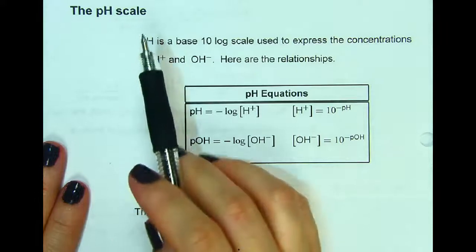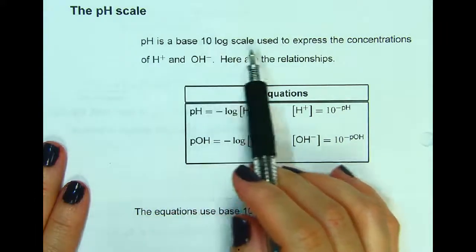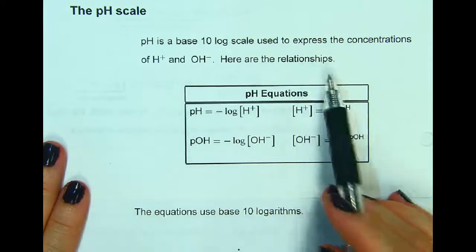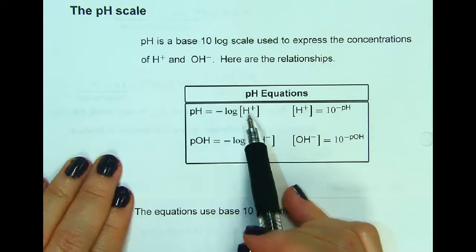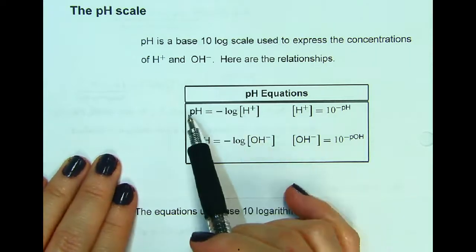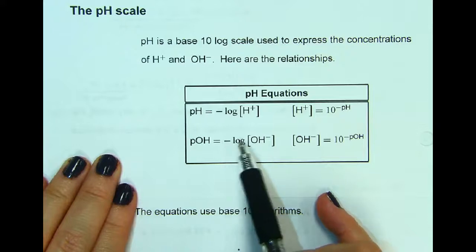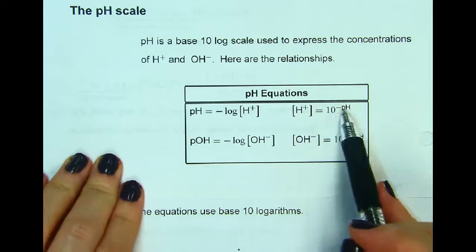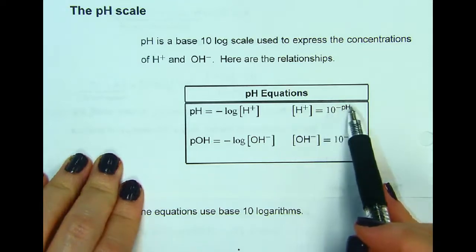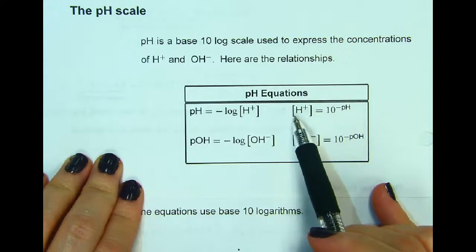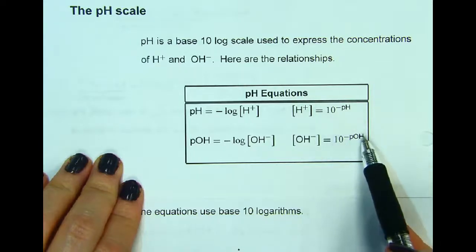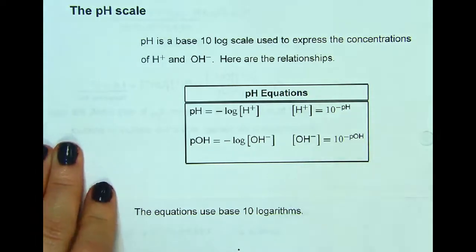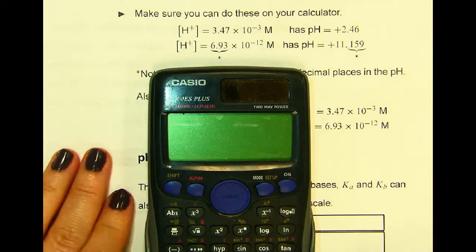So the pH scale. pH is a base 10 log scale used to express the concentrations of hydrogen and hydroxide. Here are the relationships. If you take the negative log of the hydrogen concentration, you get the pH. Same thing if you take the negative log of the hydroxide concentration, you get the pOH. If you take 10 to the negative pH, then you would know the hydrogen concentration. And if you take 10 to the negative pOH, you would find the hydroxide concentration. These equations use base 10 logarithms. You want to make sure you can do these in your calculator.